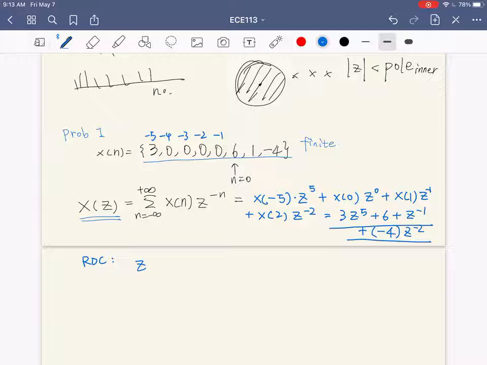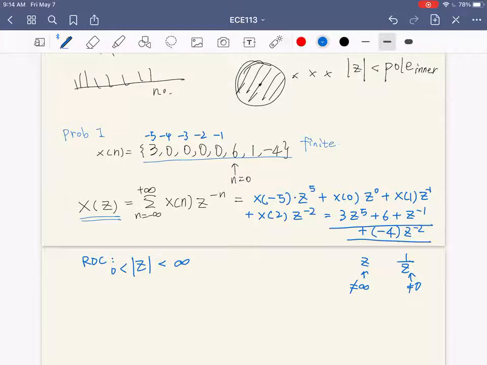But if we take a closer look at it, we'll see that there is 1 over z here, right? So our z can't be 0, so it should be bigger than 0. And also we notice that there is a term of z, right? So our z itself cannot be infinity as well. So we exclude infinity as well, and then we get the range of convergence.